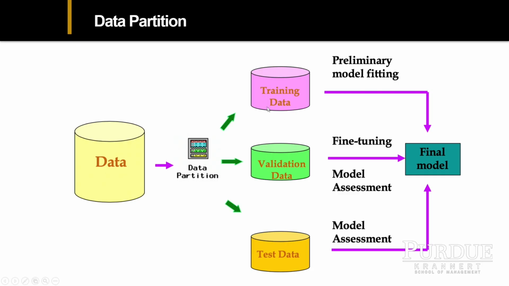Typically, we use the training data for the predictive modeling. For example, you could run linear regression or logistic regression on your training data. And then the validation data is used for fine-tuning the parameters in your models. You can also use validation data for model assessment to compare different predictive models. And sometimes we also have test data, which is also used for model assessment. Based on this model assessment, you can select the best model and give you the final model.